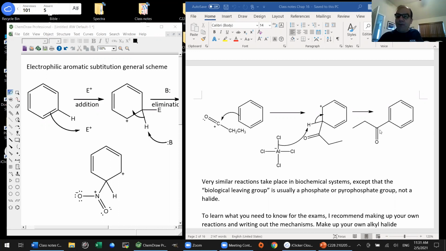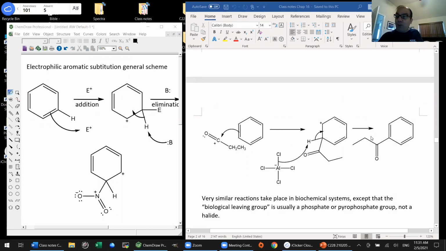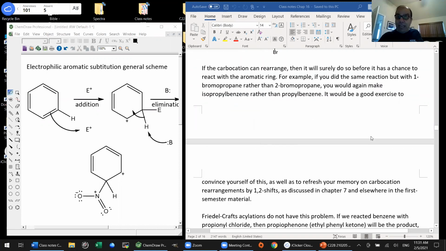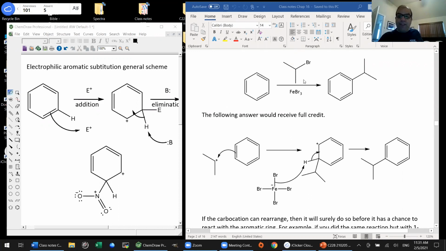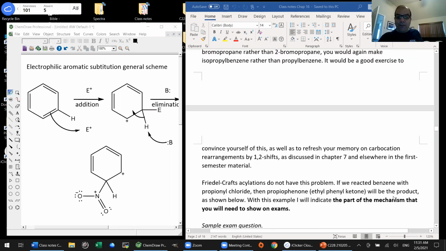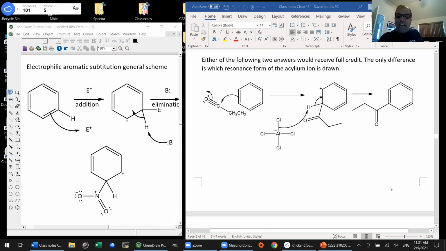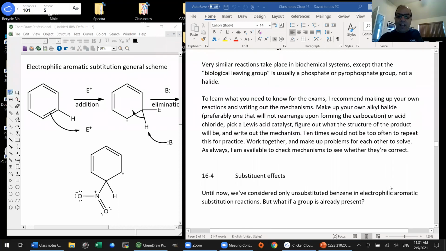But that would reduce the carbonyl to a CH2, and you'd get propylbenzene, which you could not do with an alkylation. If you treated benzene with not isopropyl bromide, but propyl bromide, 1-bromopropane, you would still get isopropylbenzene as your product because it would rearrange. You'd get a 1,2 hydride shift. So that's basically it for the reactions themselves.